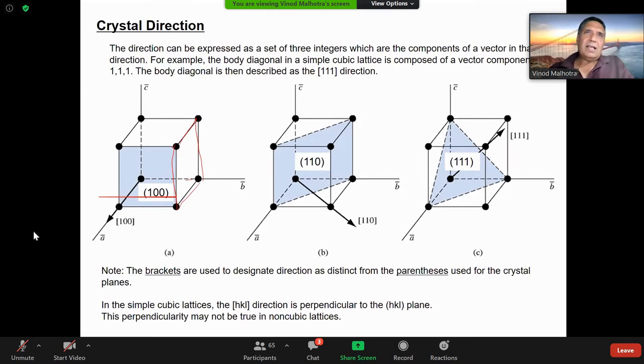Meaning, if you were to find out what these planes are, for this simple cube you would be able to write that the 100 plane looks the same as the 010 plane and looks the same as the 001 plane, because there's no difference in terms of the arrangement of the atoms.